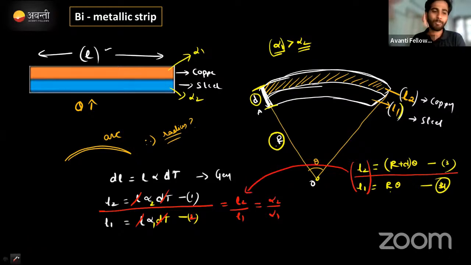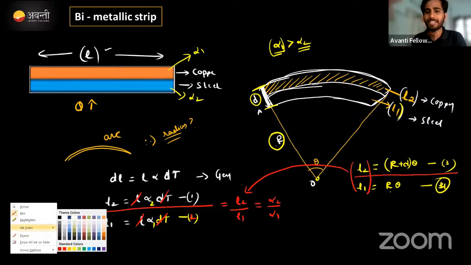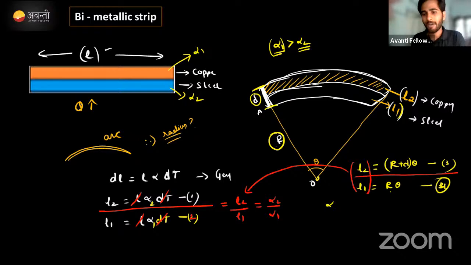Substitute it into this equation. On substituting, look: alpha 2 by alpha 1 in the place of L2 by L1. I'm replacing this one with R plus D theta divided by R into theta, because we need to find out the value of radius. Then R plus D into theta divided by R into theta. Theta gets cancelled, right?